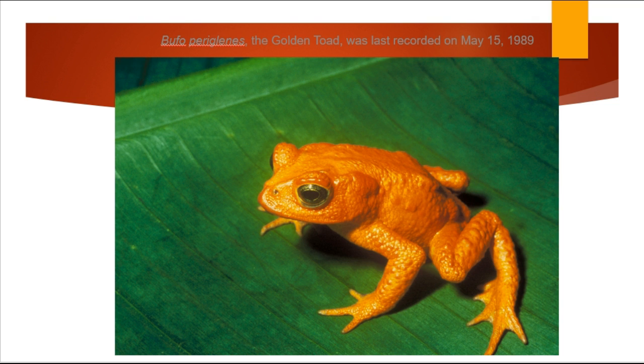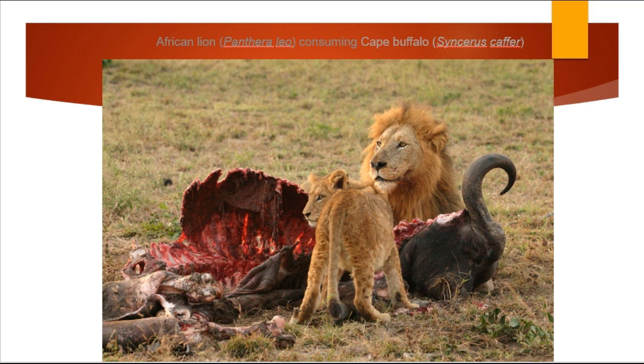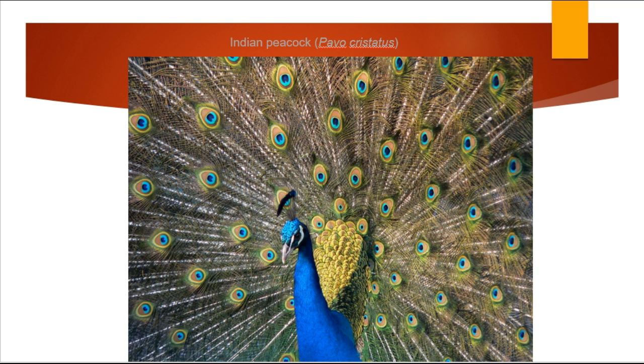Here is a golden toad, an extinct species. So over the course of the semester, we'll talk about extinction and habitat pressures that lead to the extinction of organisms of all kinds. Here we're looking at two species in Animalia, the Panthera, the African lion, and the Syncerus, the Cape buffalo. Here we have aves, a peacock, Pavo cristatus. Again, all made of cells.